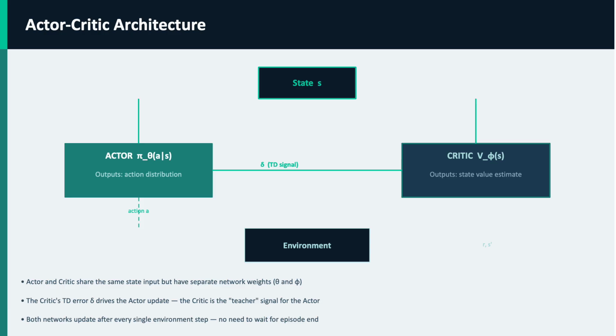Those get fed to the critic, which evaluates the next state's value V of S prime and compares it to its prediction for the current state V of S. The difference, the TD error delta, flows back to the actor as a teaching signal. Positive delta means the action exceeded the critic's expectations, so the actor increases the probability of the action. Negative delta means disappointment, so the actor decreases it. Crucially, both networks update from every single step. There is no waiting for episode end, no accumulation of noise across hundreds of transitions.